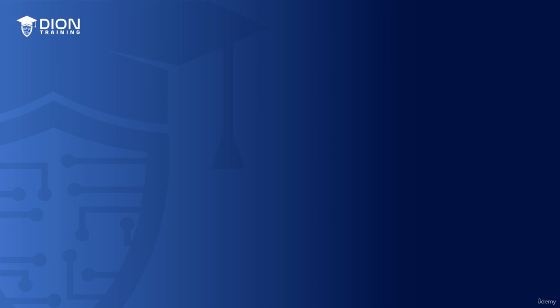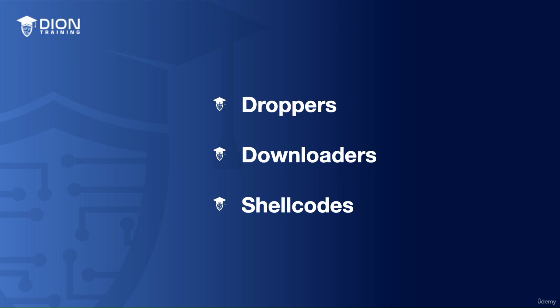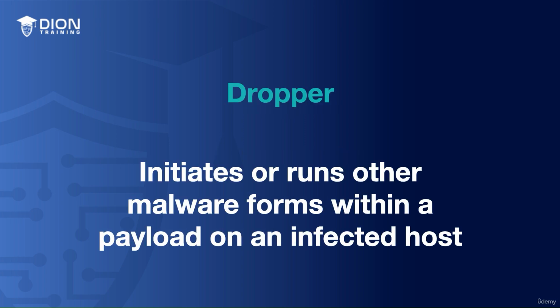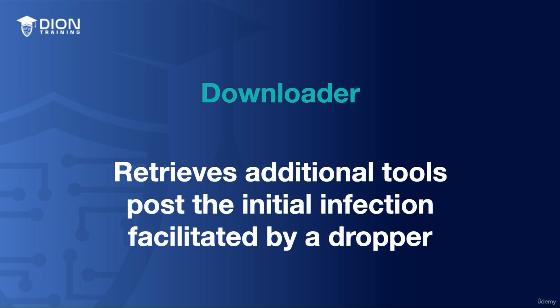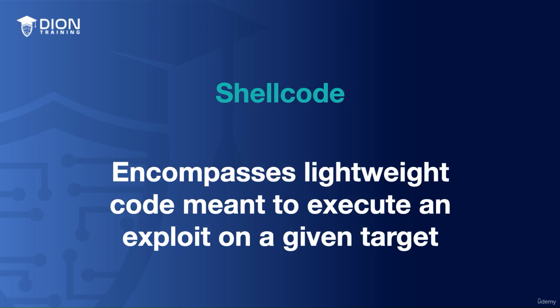So let me define those real quick. These are droppers, downloaders, and shellcodes. Now, a dropper is a specific malware type designed to initiate or run other malware forms within a payload on an infected host. Downloaders, on the other hand, retrieve additional tools post the initial infection that's facilitated by a dropper. Meanwhile, the shellcode is a broader term that encompasses lightweight code meant to execute an exploit on a given target.